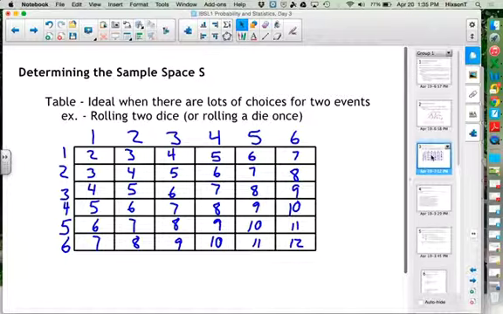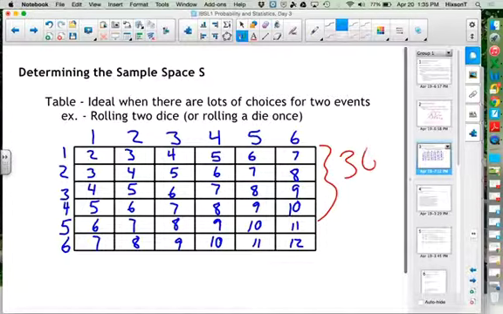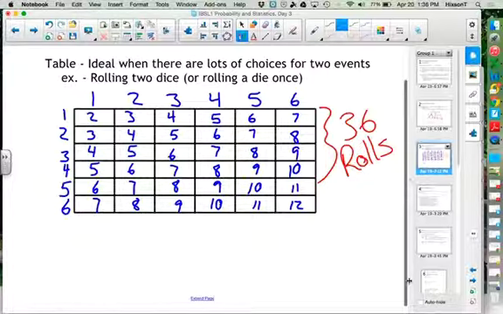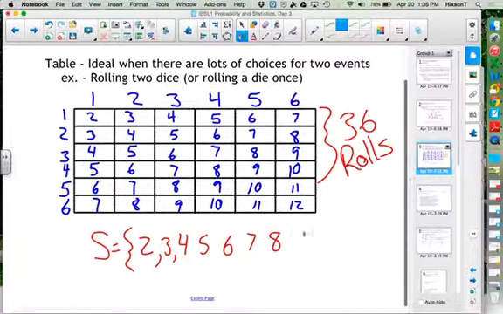Now, that's not all the possible ways the dice can fall. There are 36 possible rolls, but that doesn't mean our sample space has 36 elements in it, okay? What would our sample space be in this case? It would be 2 through 12, not with 2 dice. So 4, 5, 6, 7, 8, 9, 10, 11, 12.